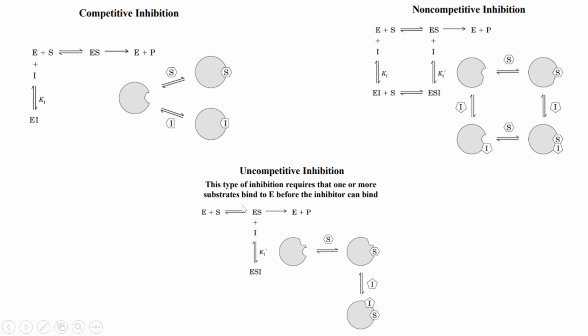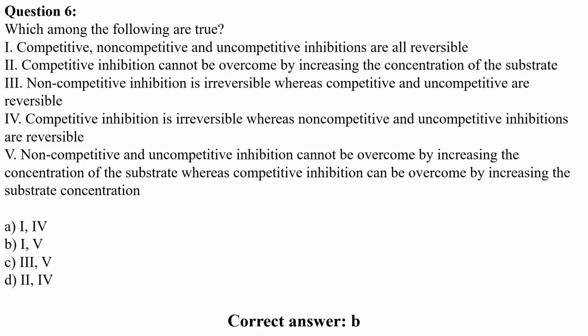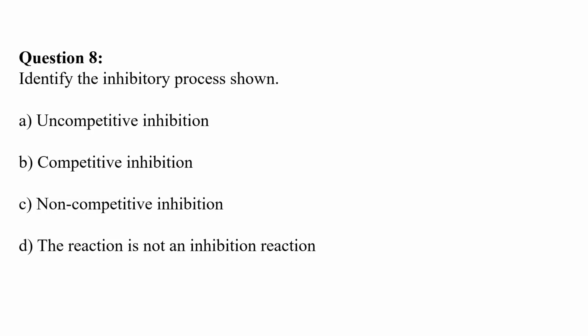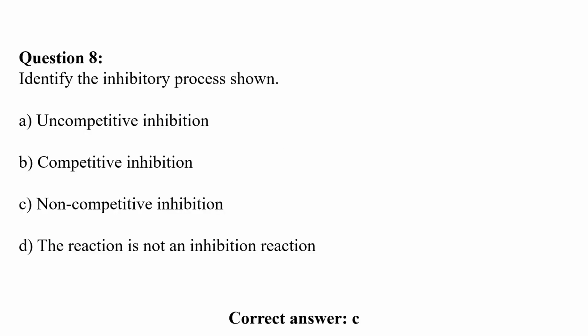Uncompetitive inhibition says that it requires the substrate to bind to the enzyme first, only then the inhibitor can bind. The inhibitor cannot bind to the free enzyme. The inhibitor will bind only and only after the substrate has bound to the enzyme. Okay. So this is clear. So this is non-competitive inhibition.